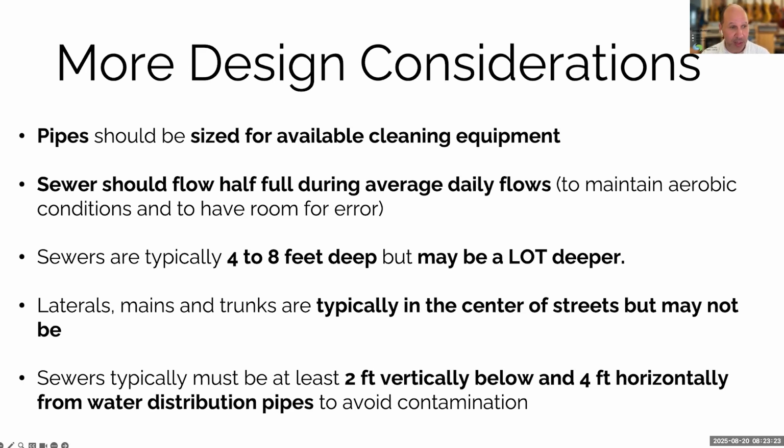But what is really important is that when sewer lines and water lines are in the same right of way, so they're in the same street, the sewer lines are always below and off to the side to prevent contamination. If you think about that, it makes sense. If you have a sewer line break, you don't want it leaking down onto your water lines. The typical standards are 2 feet vertical and 4 feet horizontal. But in some cases, like I said, my lateral is in the back in the alley, and my drinking water is in the front of the house. So at my house, they're actually half a block apart.